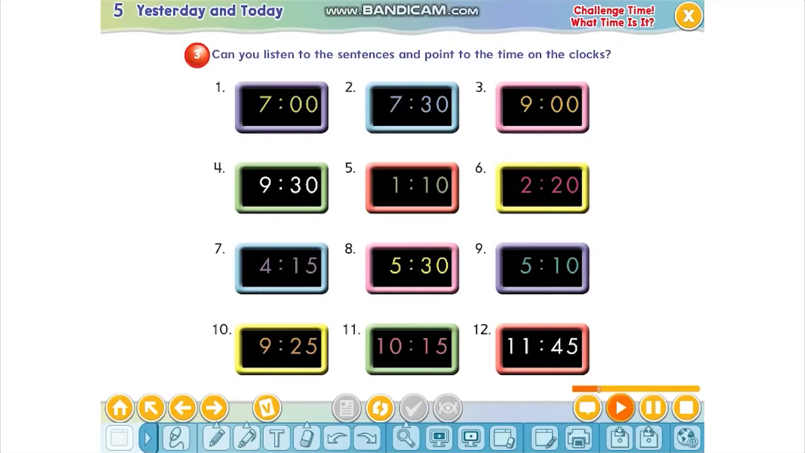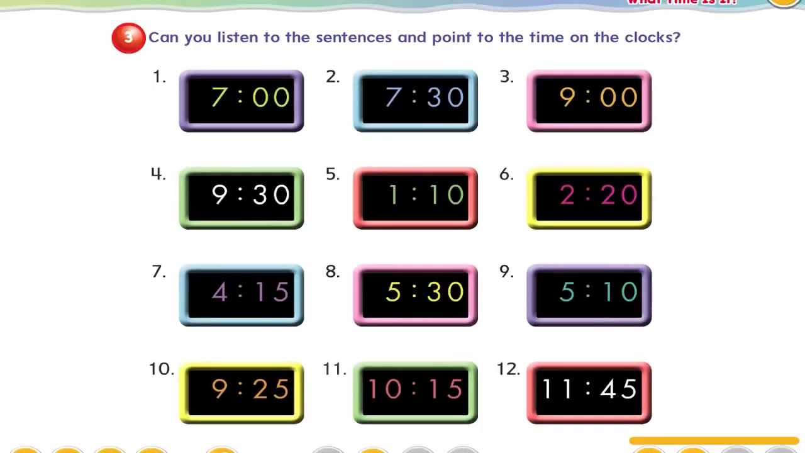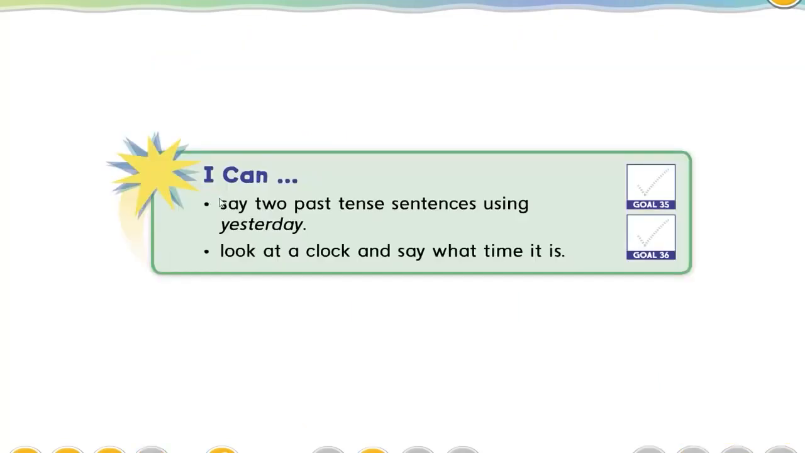6. It's 2:20. 7. It's 4:15. 8. It's 5:30. 9. It's 5:10. 10. It's 9:25. 11. It's 10:15. 12. It's 11:45. I can say two past tense sentences using yesterday.